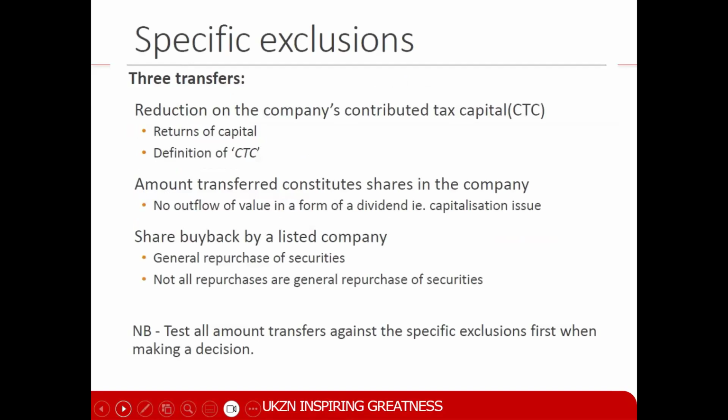Of course, they speak of specific exclusions. So one is a reduction of the company's contributed tax capital, returns of capital. As I said to you guys, sometimes it's a return of capital to me. So sometimes they will give you a transaction and say to you, look at this transaction of 100,000 shares, 50% of it was CTC. So that means in that case, that's not a dividend. So you've got to understand it's any amount transferred in respect of shares in the company, with no outflow of value in the form of dividends or capitalization. But of course, not all of them are general repurchases. Sometimes, yes, so you just have to understand that there are specific exclusions in the test.